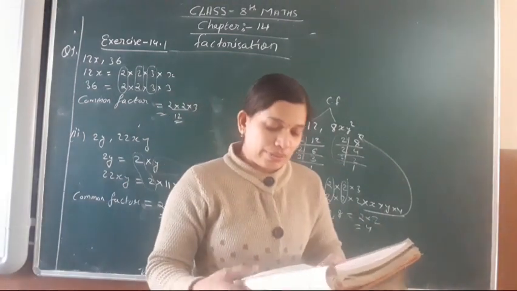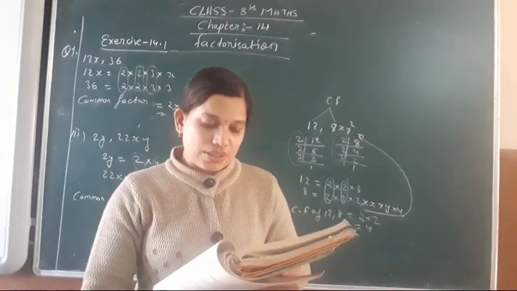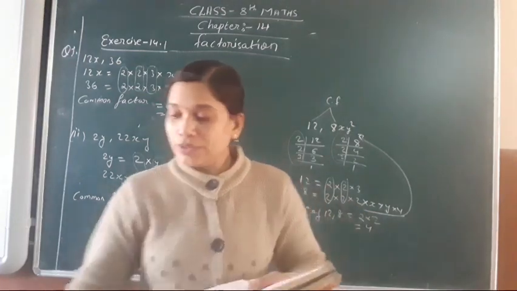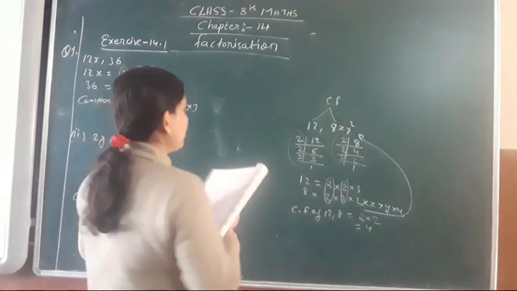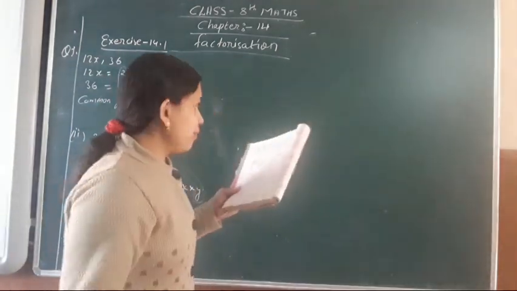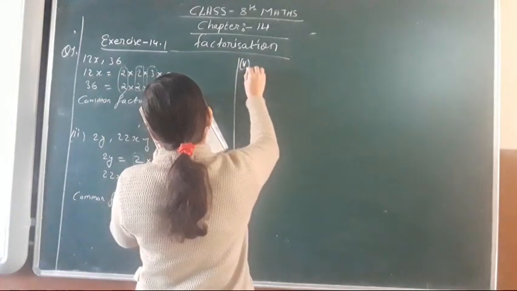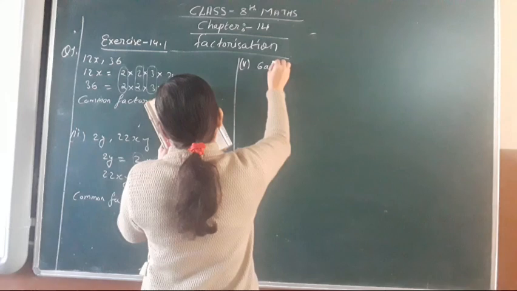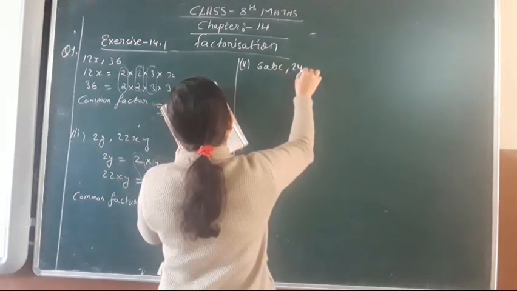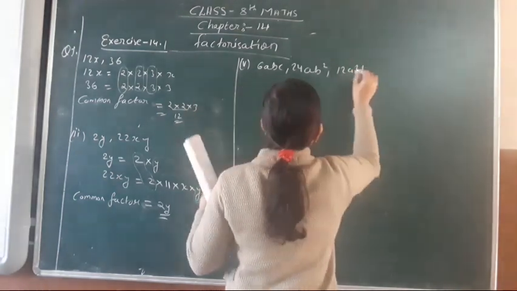Let's do the 3 term questions in this. First, the 5th part we will directly do. In the 5th part, 3 alphabets are present as well as 3 terms are present. So we will directly do the 5th part. Look at the fifth part of question number 1. What is that? 6abc, 24ab square, 12a square b.